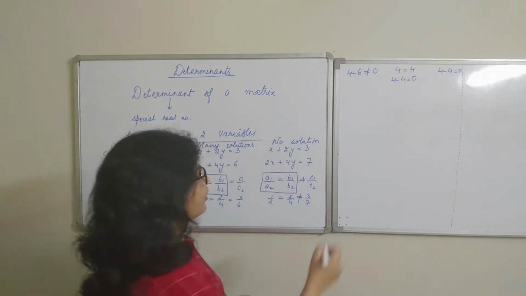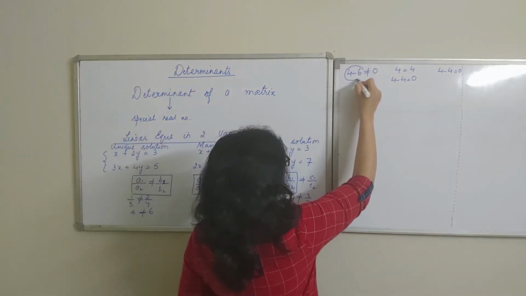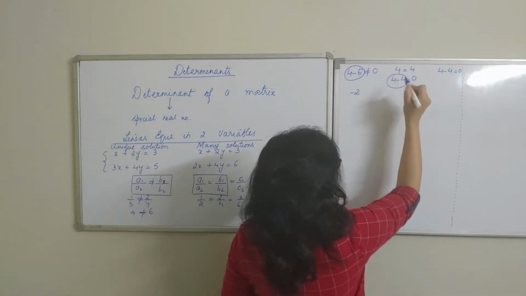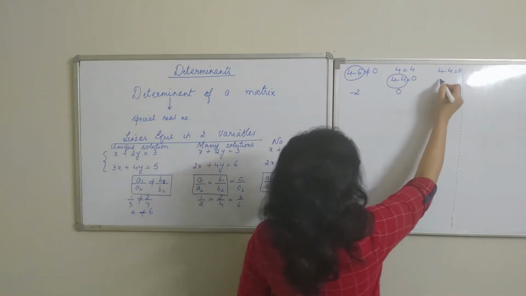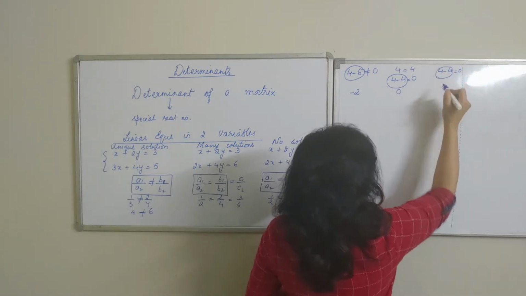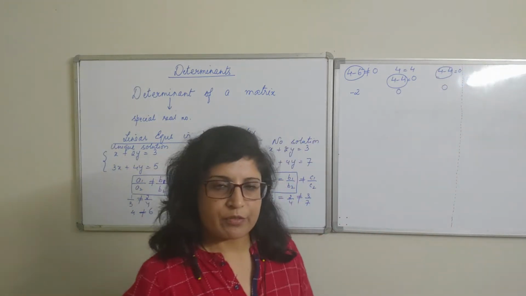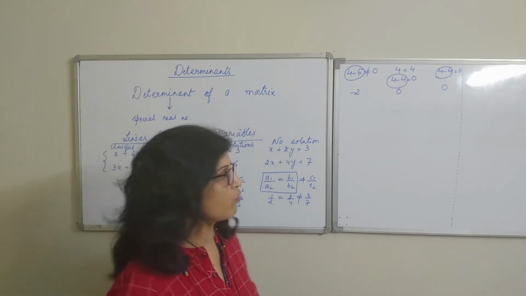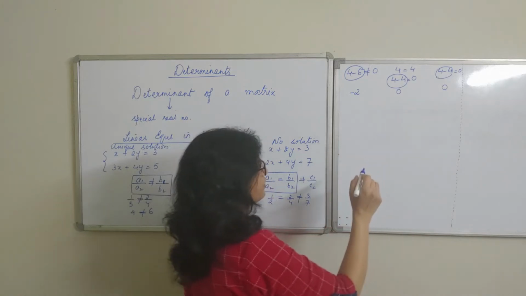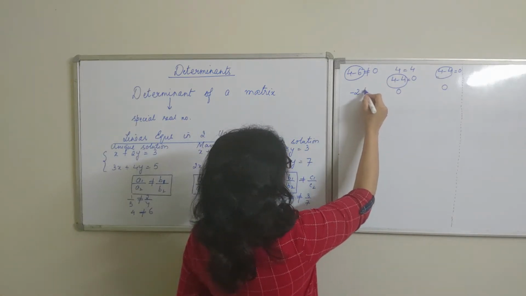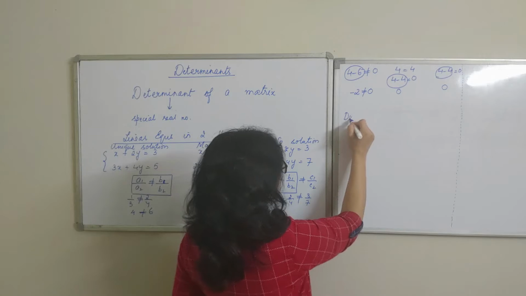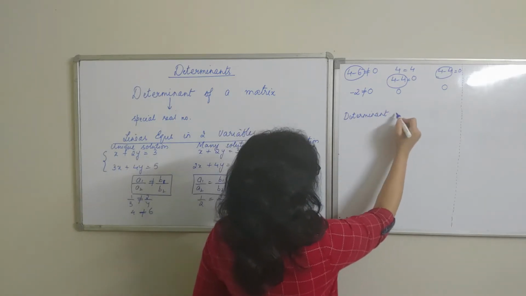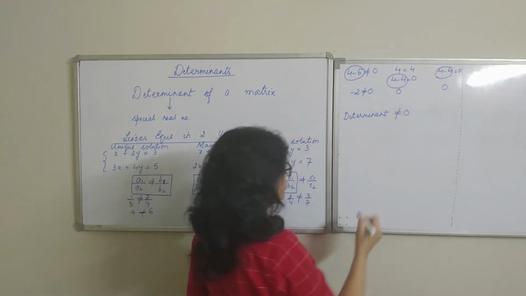Now when you simplify the left hand side of these equations, you obtain a real number, 2. On simplifying this left hand side, we obtain 0. Simplifying the left hand side, we obtain 0. So these numbers that we have obtained on simplifying the left hand side are the special real numbers we are looking for. These numbers are called determinants. In the first case, the determinant is not 0. So I'll write down here: the determinant in the first case is not 0.